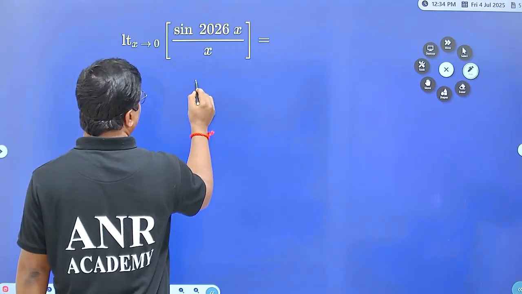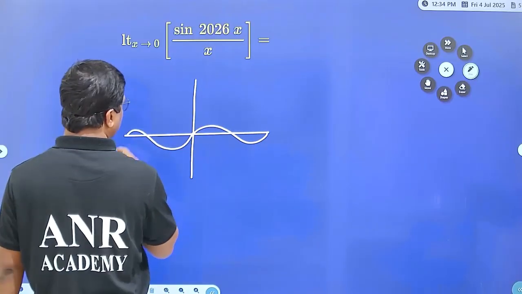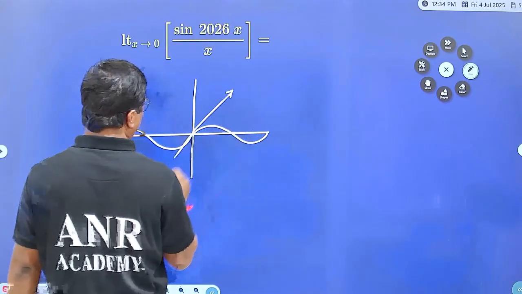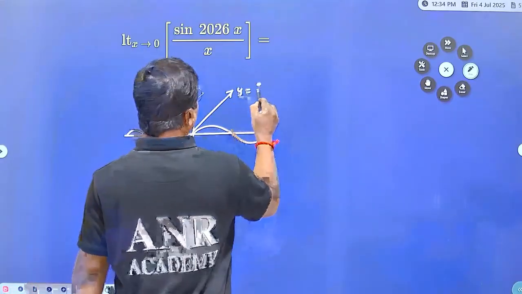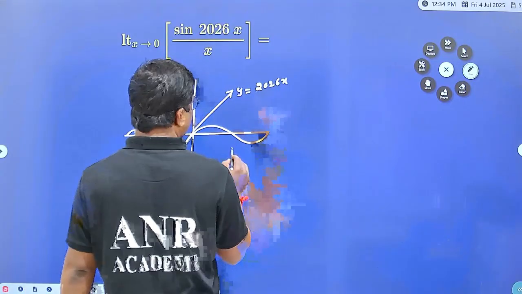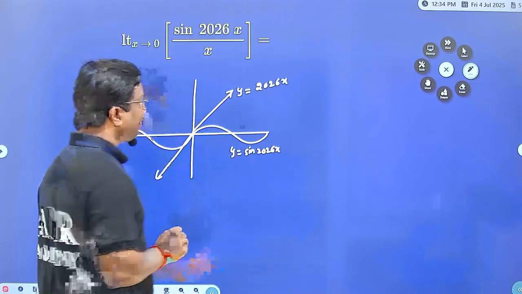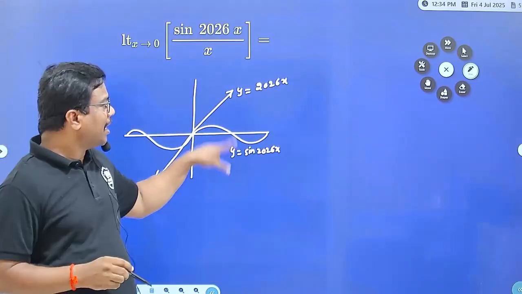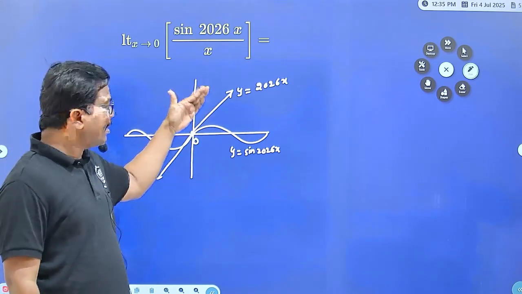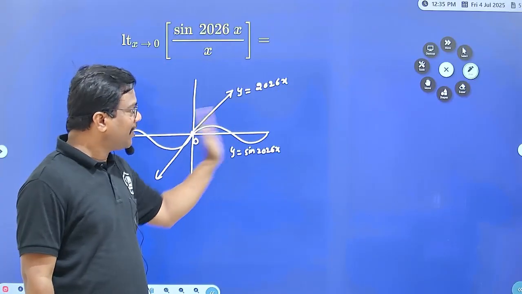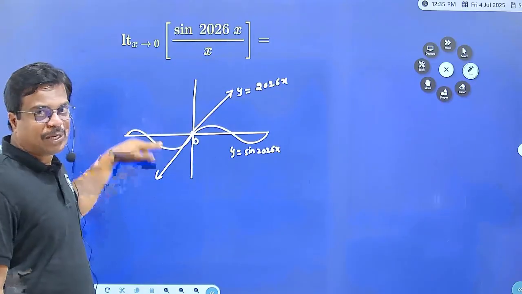You know the graph of sin x and x. This is the graph of sin x and this is the graph of x. Suppose y equals 2026x and this is y equals sin of 2026x. Both graphs pass through the origin and always, for positive values of x, the straight line is more than the sine graph. For negative values of x, the sine graph is more compared with the straight line.